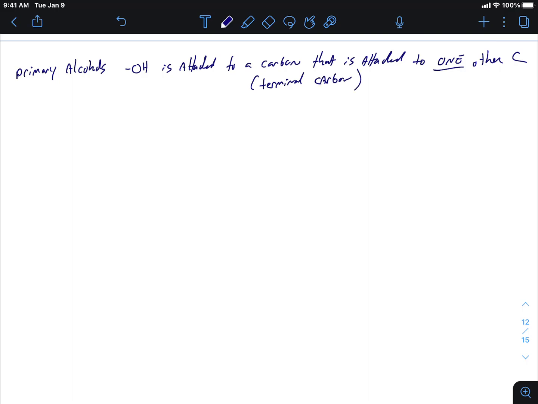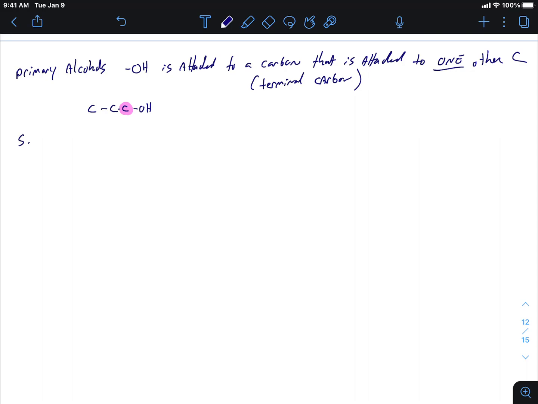Remember what terminal means? On an end, right. So, C-C-C-OH, that's a primary alcohol because the carbon that it's attached to right here, how many carbons is that carbon attached to? Only 1. That's a primary alcohol. And it doesn't matter how long the carbon chain is, right? The point is the carbon is only attached to one other carbon. A primary alcohol is one where the OH is attached to the end.